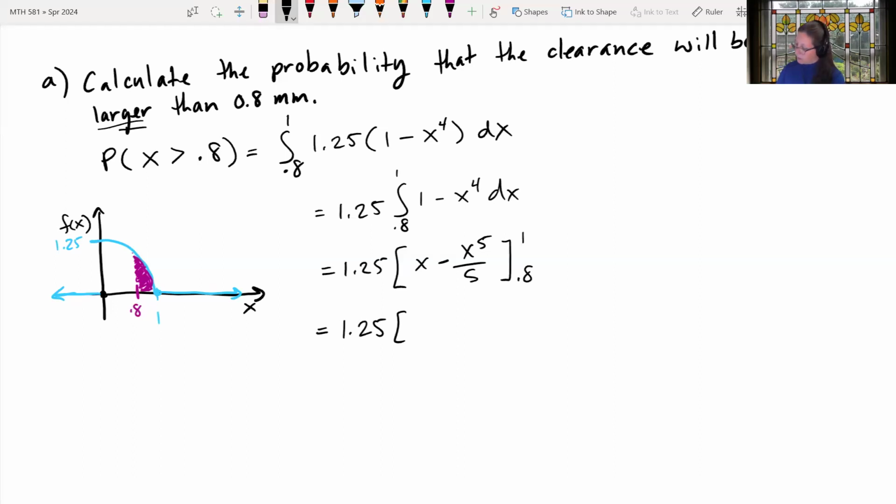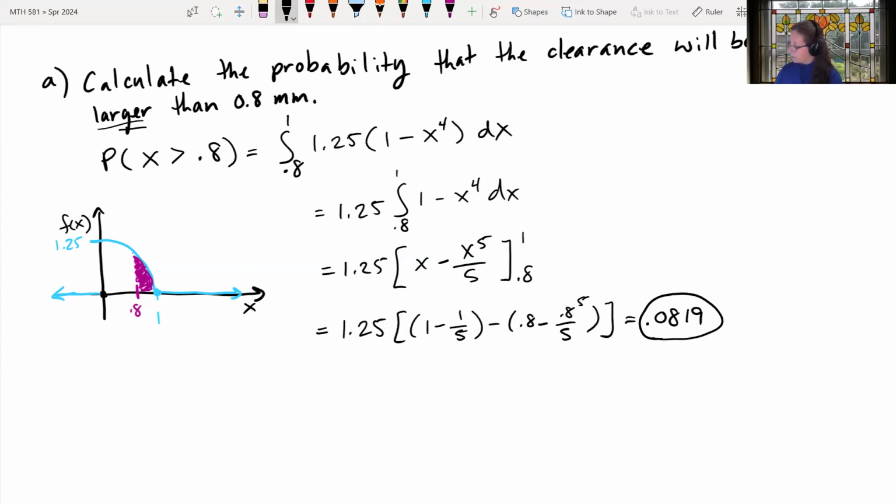So that would be 1.25. Start with the 1. We substitute 1 in there, and I have 1 minus 1/5. And then minus our 0.8 plugged in. We have 0.8 minus 0.8 to the 5th over 5. And that will come out to be equal to 0.019 approximately. So that would be our probability of having a clearance of more than 0.8 millimeter, which is good. You don't want a huge clearance when you have parts that you're putting together.